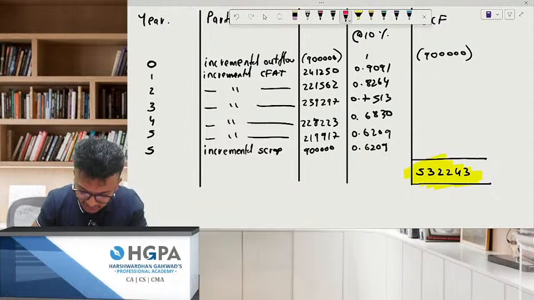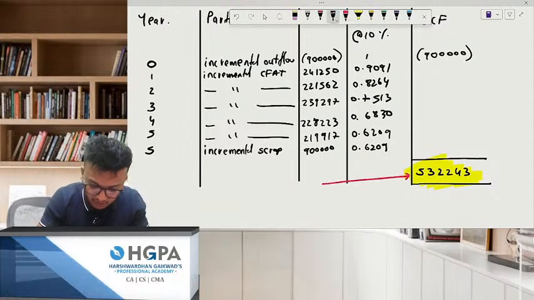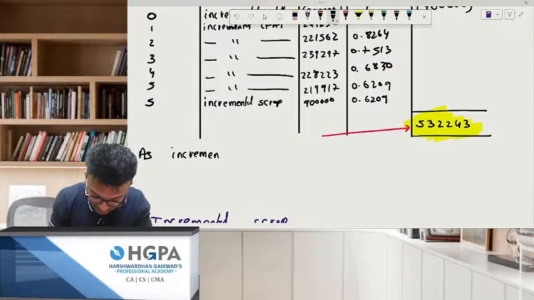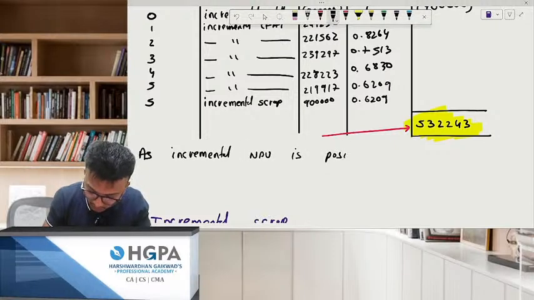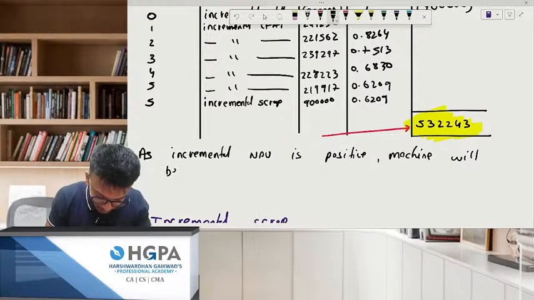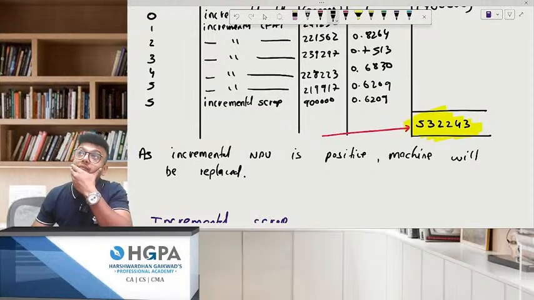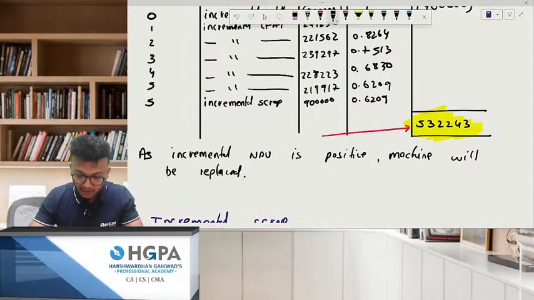And remember one thing, this is positive. So what is your conclusion? As incremental NPV is positive, machine will be replaced. Cool? Done? Are you understanding this? Can I go ahead?